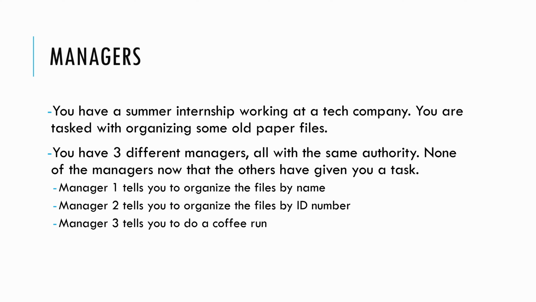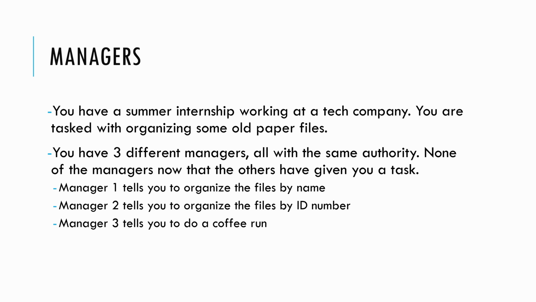But you happen to have 3 different managers. All have the same authority. No managers above the other, so all of them have the same amount of authority. But none of the managers actually know that the others have given you a task. Manager 1 tells you to organize your files by name, while Manager 2 tells you to organize the files by ID number. You can't really do by name and ID number. Manager 3 tells you to go on a coffee run. You can't organize any files if you're on a coffee run.